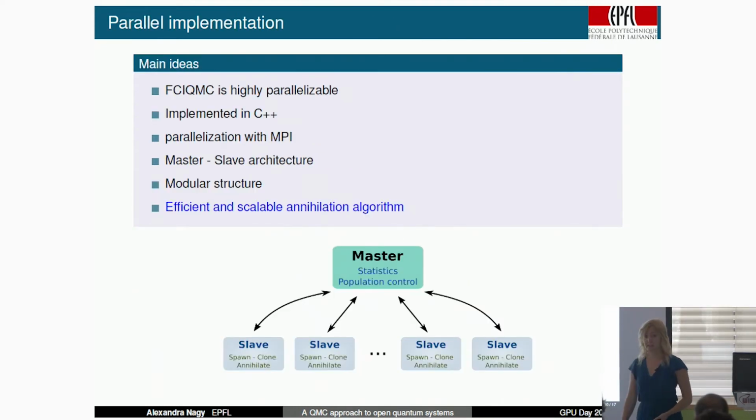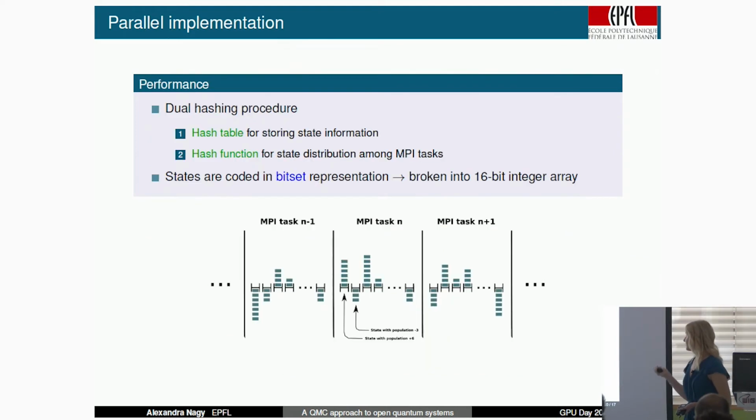So about the implementation. I implemented the code in C++ and the parallelization was done with MPI. I used the master-slave architecture, which means I had one node taking care of the statistics and population control, and all the other nodes were doing the Monte Carlo steps next to each other. The code is very modular. It means that it's very easy to change the system and go to another one because you have to rewrite only one function. So the key for the parallel performance was an efficient and scalable annihilation algorithm.